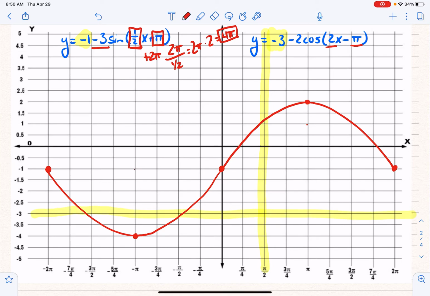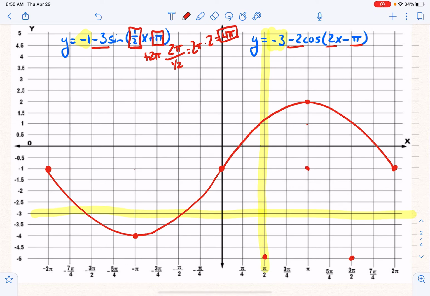Now, it's got a period of pi. Cosine always starts above or below. Because this one is negative, it's going to start 2 units below. So it's going to be down here. And so it's going to end at the same height. Halfway between those two, it's going to have the opposite extreme. And then halfway between those, it's going to pass through that axis. So it's going to look like that.